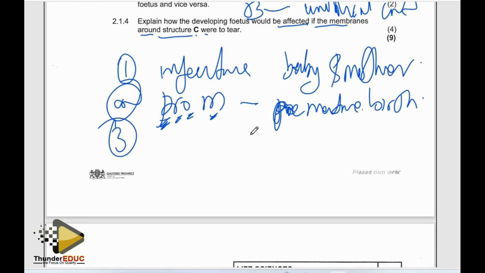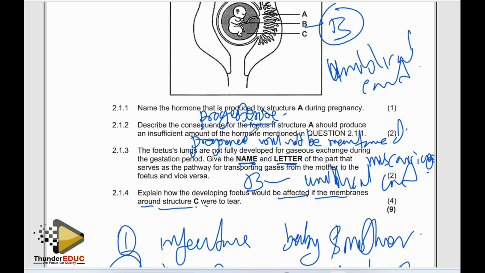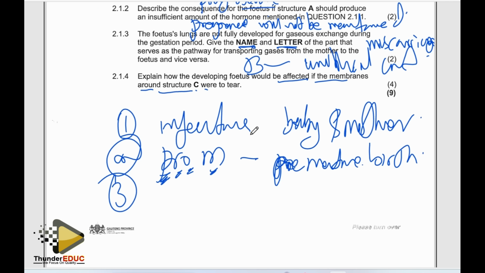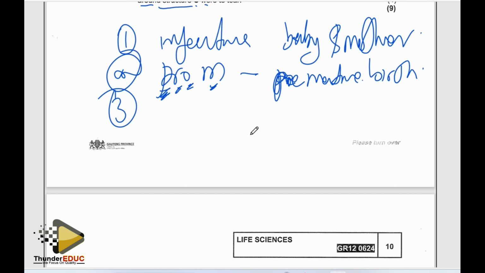So it depends on what you wrote. Because the amnion is responsible for protection, and now you have messed it up, what happens is there will be decreased protection. You understand? There are so many things you can talk about.